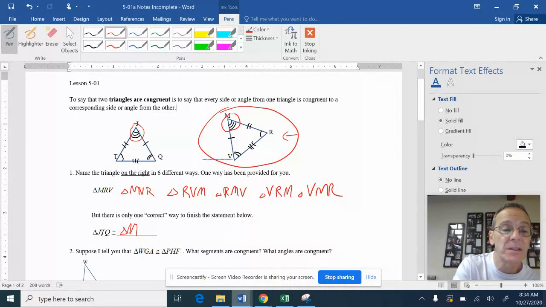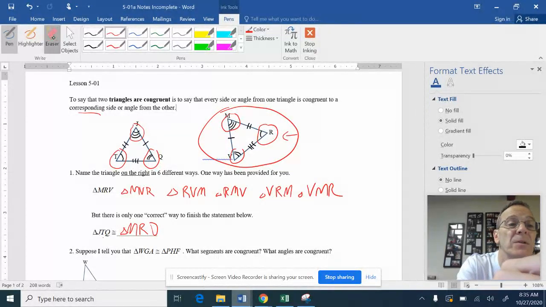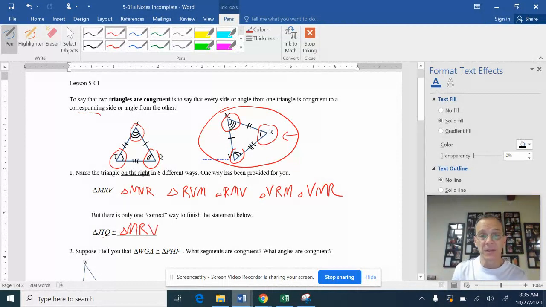And then if you look at the T, which comes next, it's got a single arc mark in it that corresponds to, to use that word, corresponding. We use that a lot when we're talking about congruent triangles. Corresponds to point R or angle R. And then finally, the Q corresponds to the V. Oops, I was going to draw a Q there. That should be a V. Okay, that's the correct way to finish this statement.